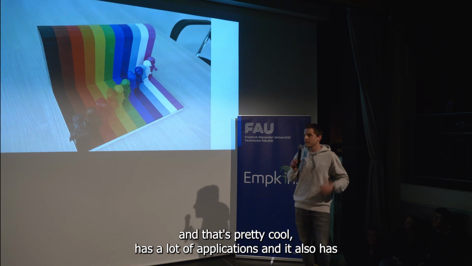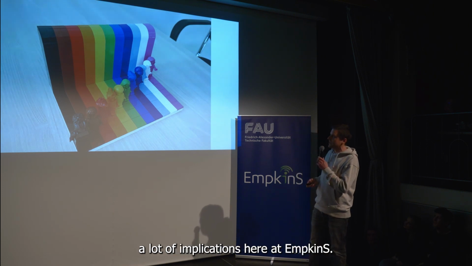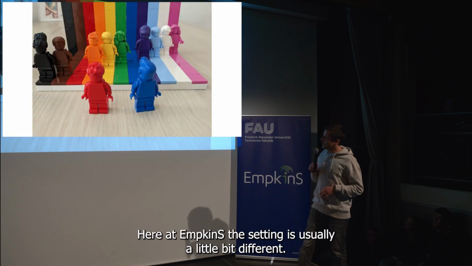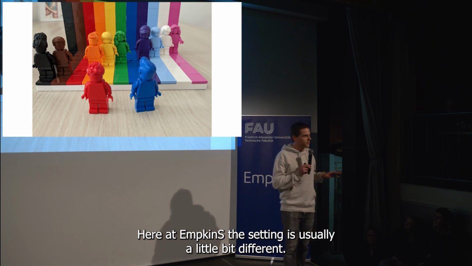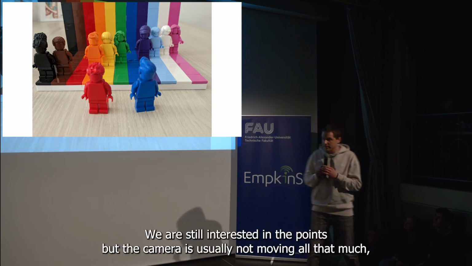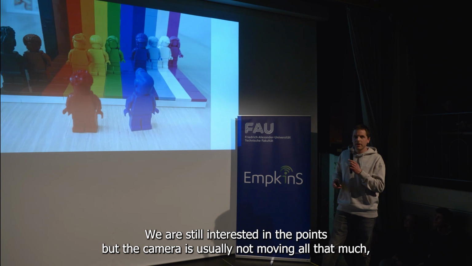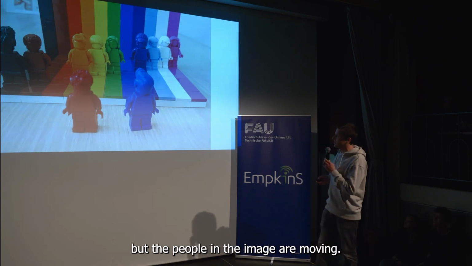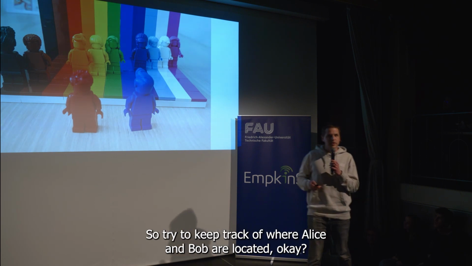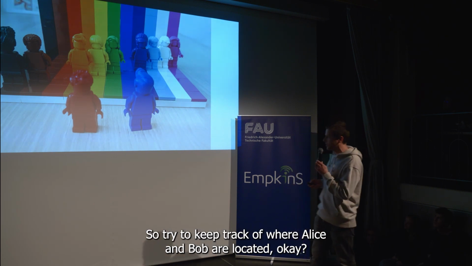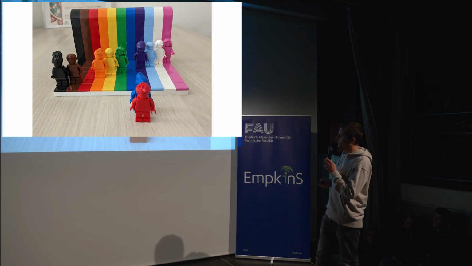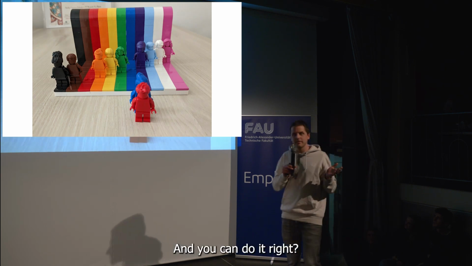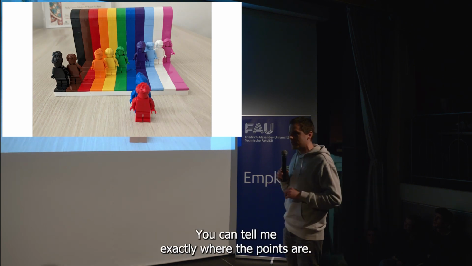And that's pretty cool, and has a lot of applications, and it also has a lot of applications here in EmpkinS. Here in EmpkinS, the setting is usually a little bit different. So we are still interested in the points, but the camera is usually not moving all that much, but the people in the image are moving. So try to keep track of where Alice and Bob are located. Okay? And you can do it, right? You can tell me exactly where the points are.